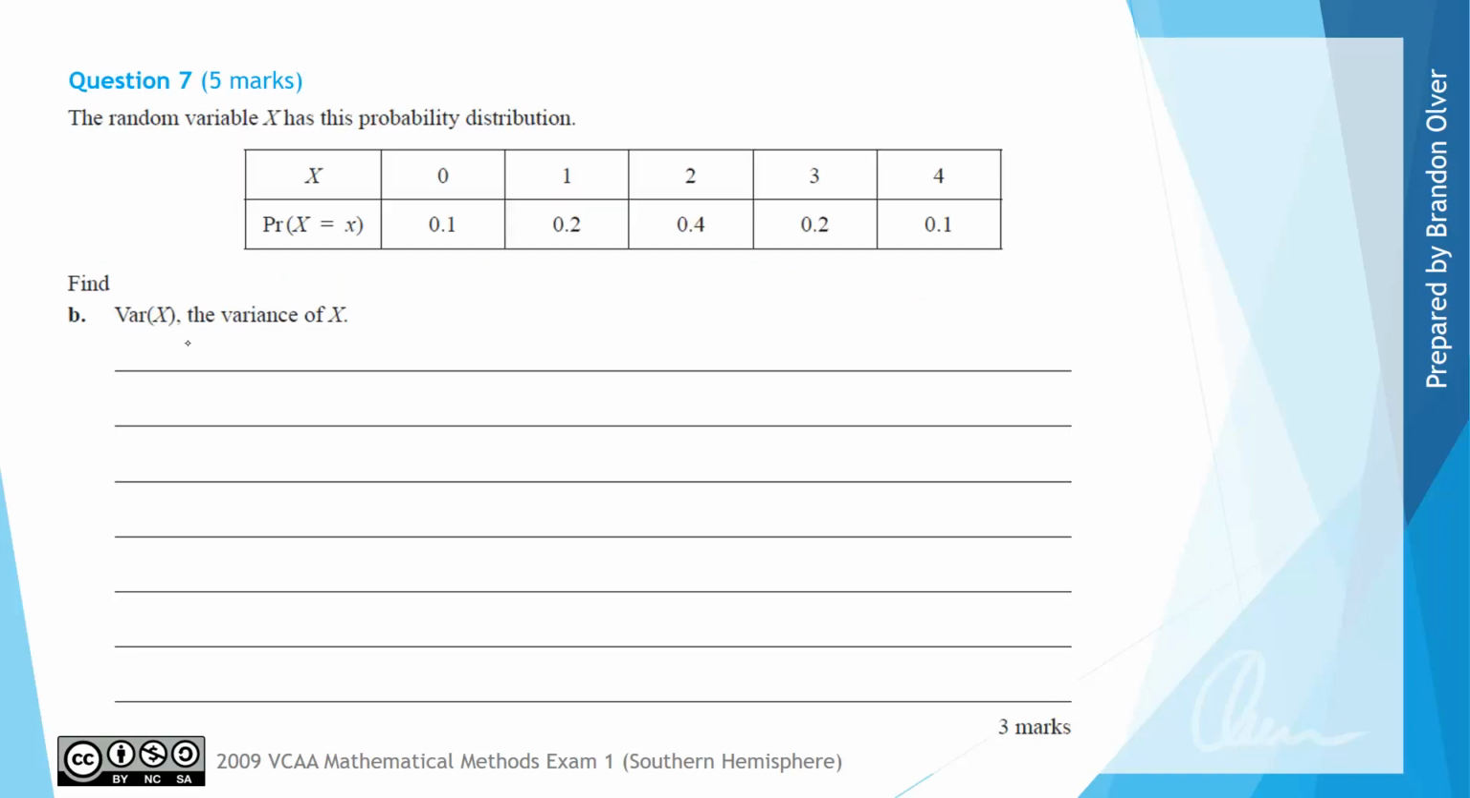For part B, we're asked to find the variance of x. So we need to look and see that the variance of x has a formula E of x squared subtract E of x all squared. So to calculate the variance, we're going to calculate those two things first.